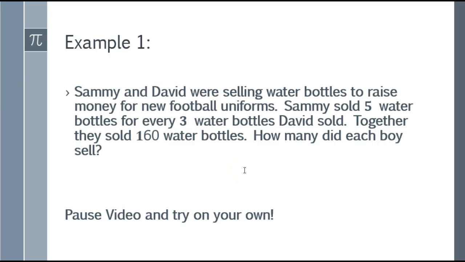Look at example 1. Sammy and David were selling water bottles to raise money for new football uniforms. Sammy sold 5 water bottles for every 3 water bottles David sold. Together they sold 160 water bottles. How many did each boy sell? Pause video and try on your own.